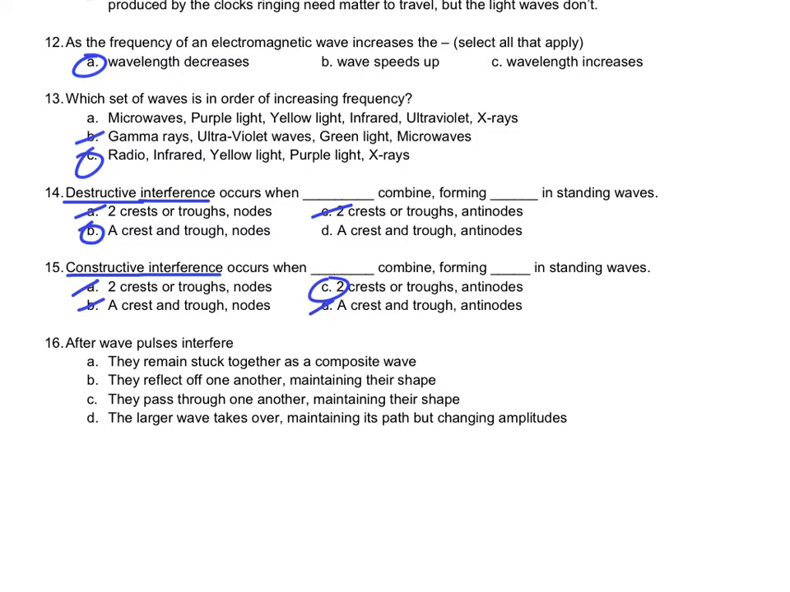Number 16, after wave pulses interfere, so in other words, when a crest and a trough combine, what do they do? Do they remain stuck together? Do they reflect off one another? Do they pass through one another? Does the larger wave take over? No. The best answer is that they form one larger wave or smaller wave, and then they continue moving in their original directions. Answer choice C.